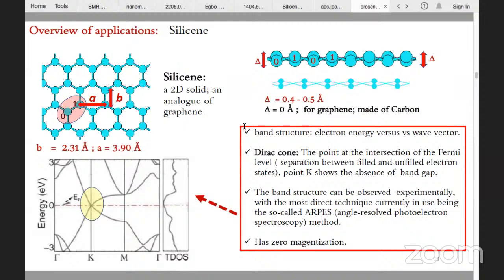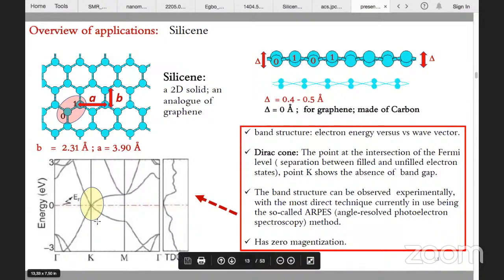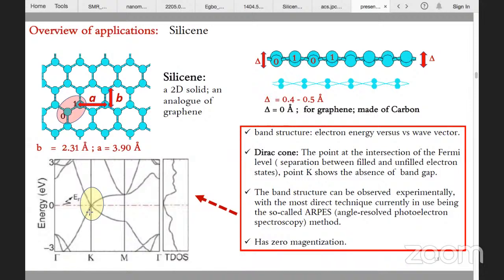And the vertical distance between these atoms is about 0.4 to 0.5. In much of the literature, the values are usually within this range. So compared to graphene, graphene is basically flat. And the band structure is like this: you have this Dirac cone, with the point of intersection at the Fermi level.